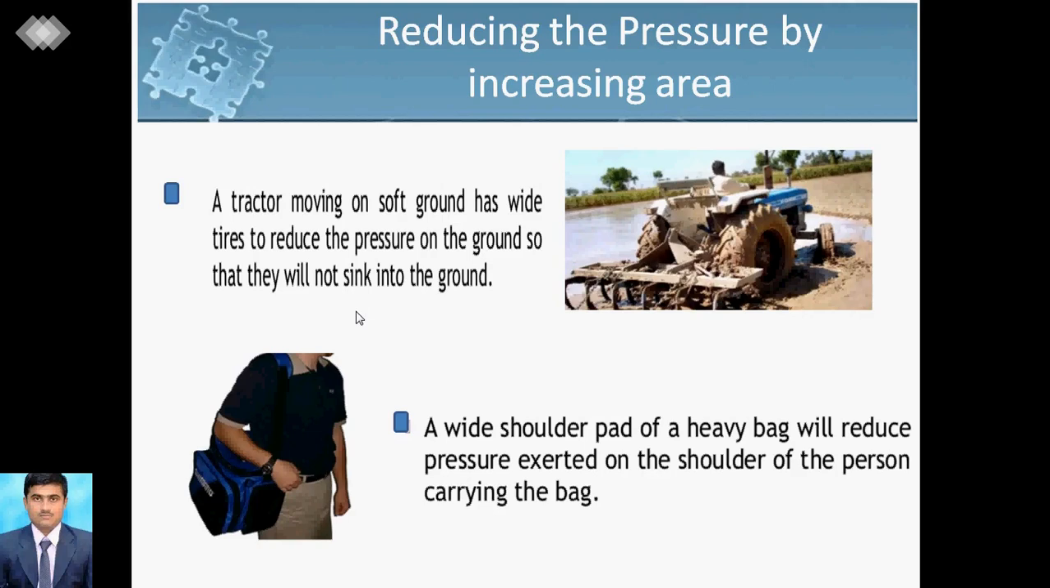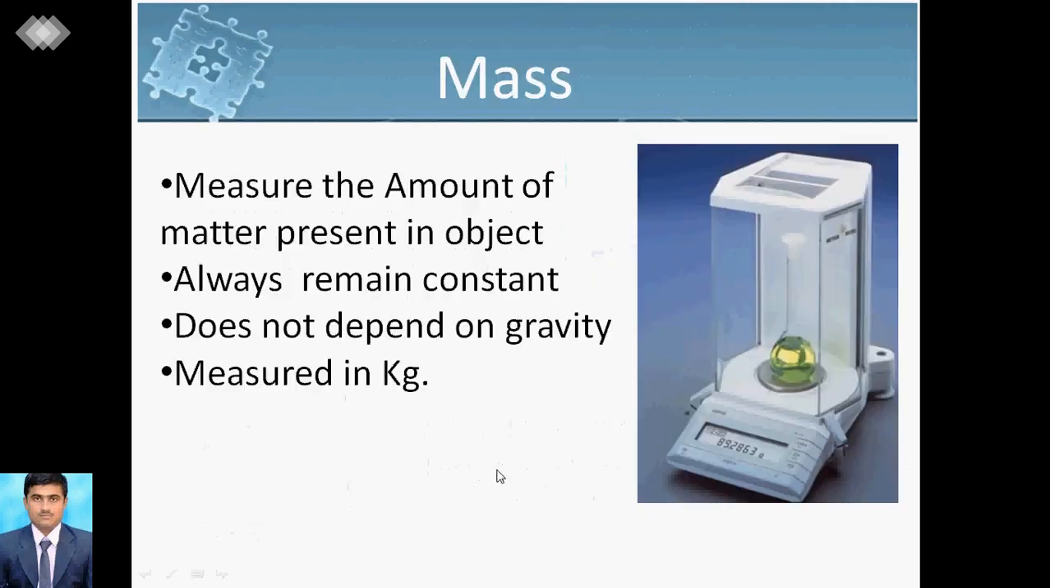So whenever the tractor is stuck in mud, at that time we consider reducing the pressure by increasing the area. So here we can reduce the pressure on the ground by increasing the area. So this is the example. The next example is when you reduce the pressure by increasing the area of the pressure pad, so it can easily carry it. So this is the next example.